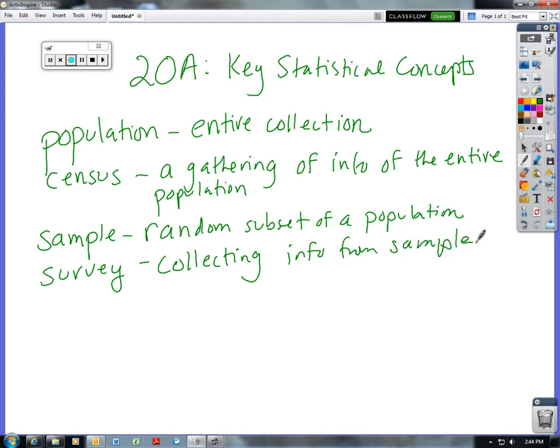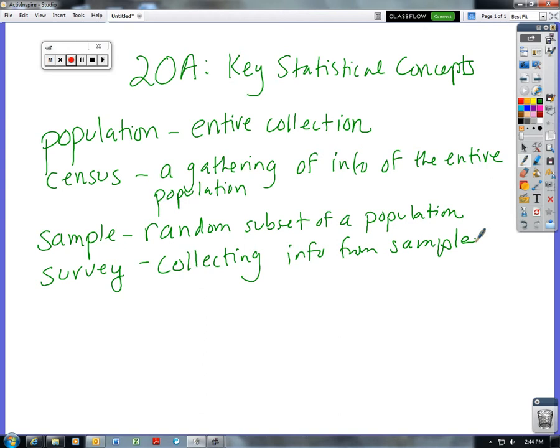I'm writing kind of sloppy so I don't take up too much of your time. Alrighty. I'm trying to do the same order that the book does. Then they say data. That's pretty obvious. That's just information, numbers. It could be any information you're collecting.